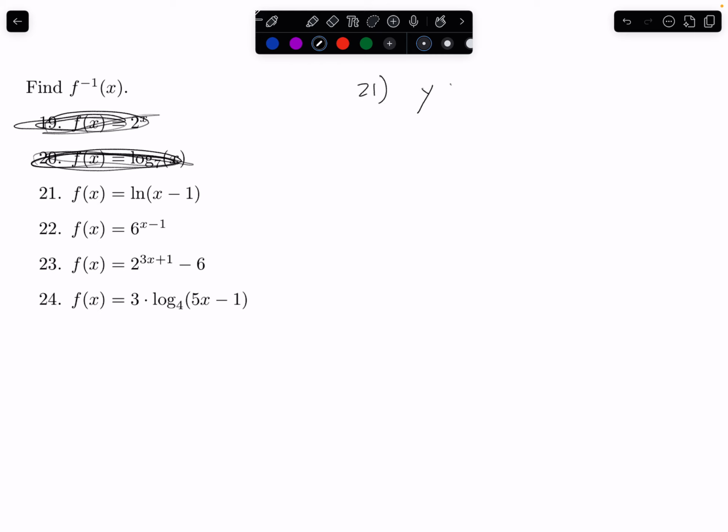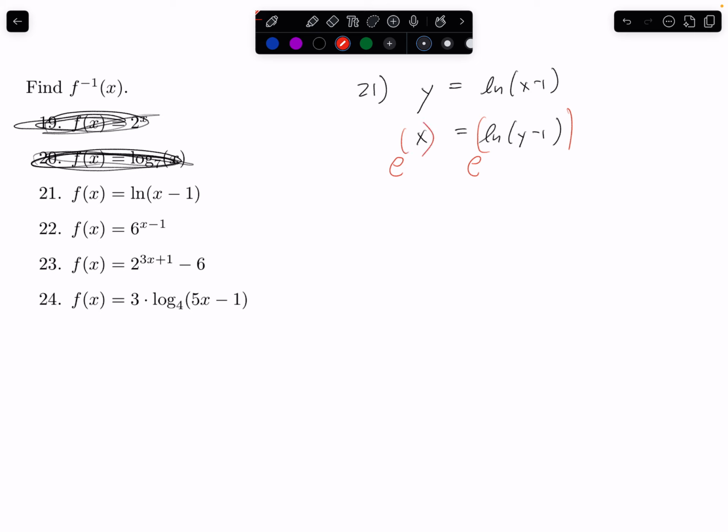Here's 21. I'm going to start writing y instead of f of x. Y is ln of x minus 1. Again, I'm using the cursive L just so that my ln doesn't look like a 1n. Okay, and then next step is just to swap x and y. So x is equal to ln of y minus 1. Now I'm going to take my inverse function. Remember, ln is just kind of a hidden e base, right? So what I'm going to do is take e to this thing is e to that thing.